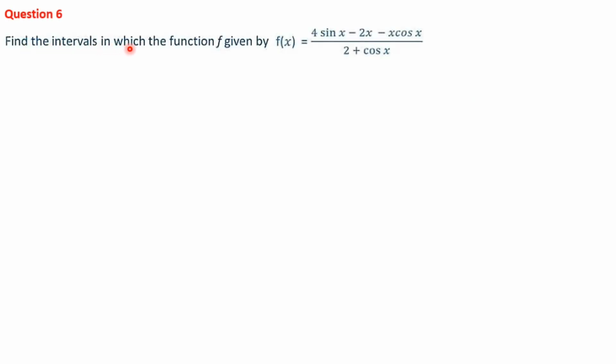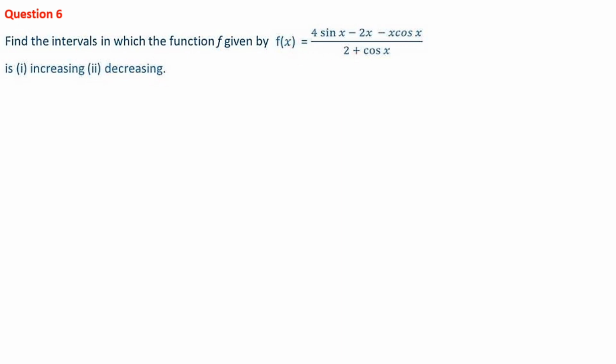Next we shall discuss question number 6. Find the intervals in which the function f given by f of x is equal to 4 sin x minus 2x minus x cos x by 2 plus cos x is increasing. The second part is decreasing. So we are asked to find out the intervals in which the given function is increasing as well as decreasing.